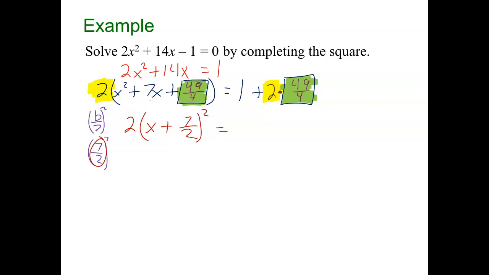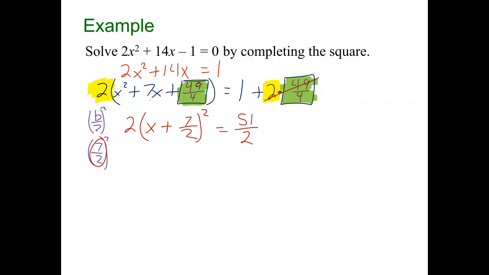Okay, add 1. Add one whole, not just add one. Add one whole. Not 53 over 2, sorry. I have 49 over 2 plus 1, which is 51 over 2. Oh, I see.